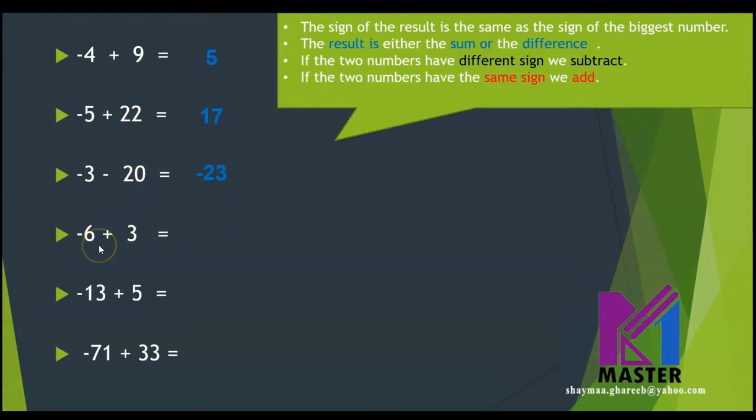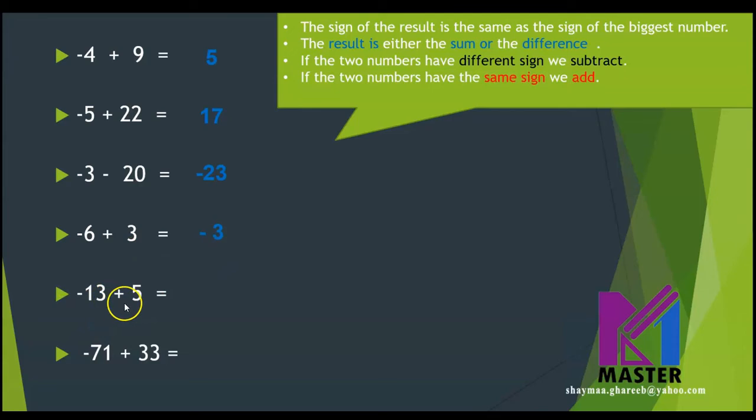Let's apply the same rules on the next example. -6 plus 3. Both numbers have different signs. One of them is negative and the second one is positive. So when we have different signs, we subtract. 6 minus 3 equals 3. Then the answer will be 3. What about the sign? Is it negative 3 or 3? According to the biggest number. The biggest number here is 6, and it is a negative number. Then the answer will be negative 3.